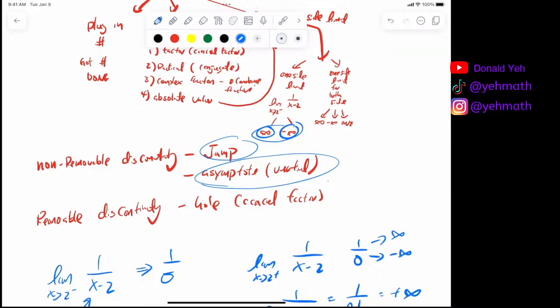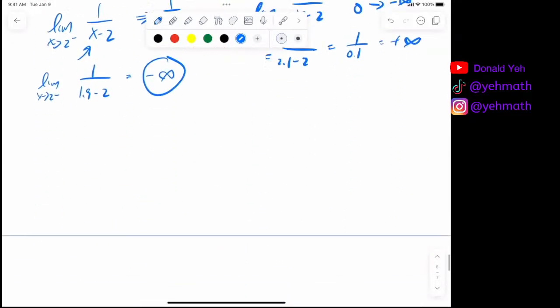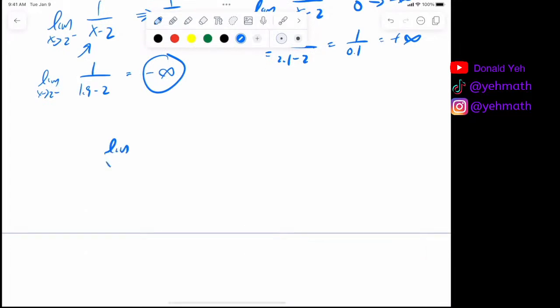Now, what if you ask a question like this? The limit as x approaches 2 of 1 over x minus 2, like this. I didn't tell you from the left side or right side. What are you supposed to do? If I don't tell you left side or right side, what are you supposed to do? Do both. You do both sides.